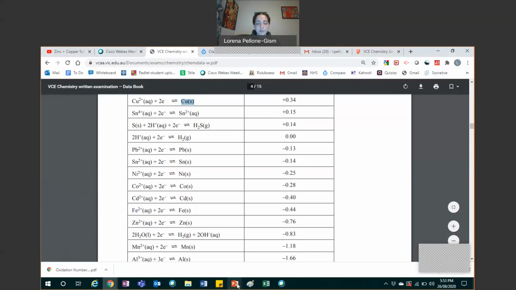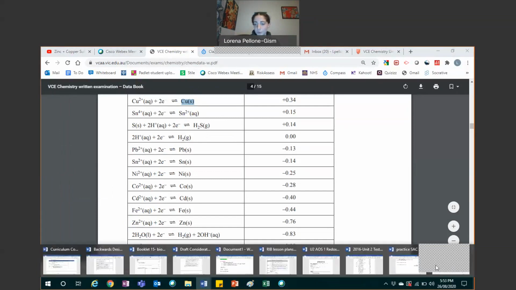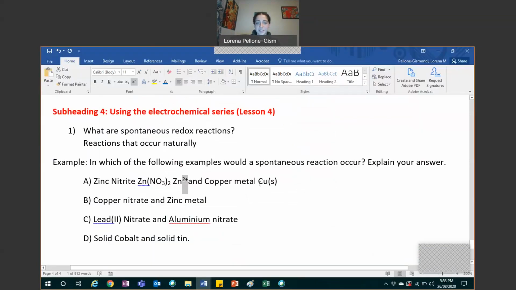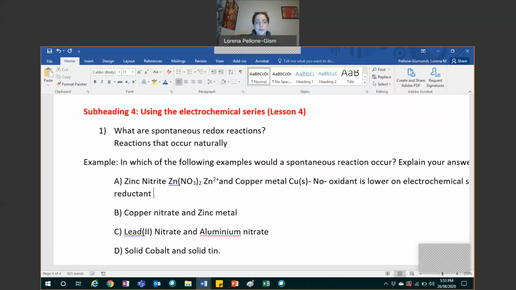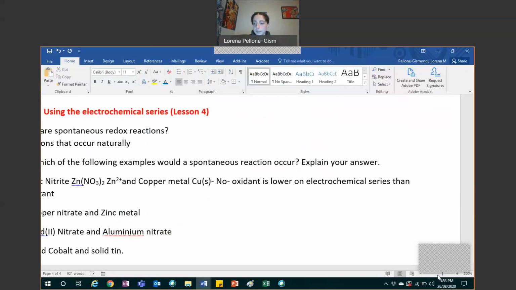Well, you just simply write no, it will not be spontaneous. So no, and the way you can write it is: oxidant is lower on the electrochemical series than reductant. Okay, I'll just zoom out a little bit.